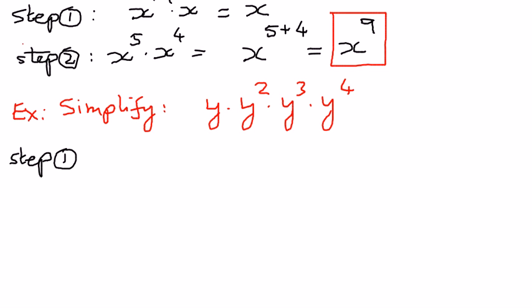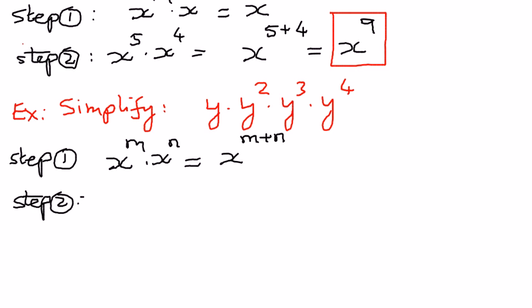Step number 1, as long as the bases are the same, we can write the base once, and then we can combine the powers. The rule we're going to use here is the product rule, x to the power of m times x to the power of n. As long as the bases are the same, write the base once and then combine the powers. We're going to add the exponents or the powers. In our example here, we have y times y to the power of 2 times y to the power of 3 times y to the power of 4.